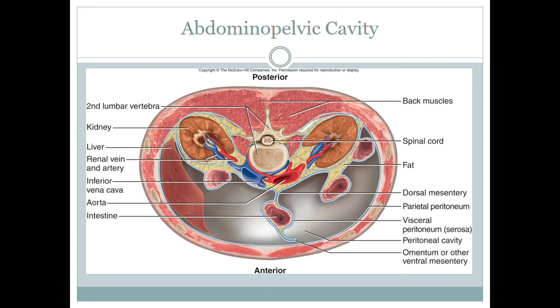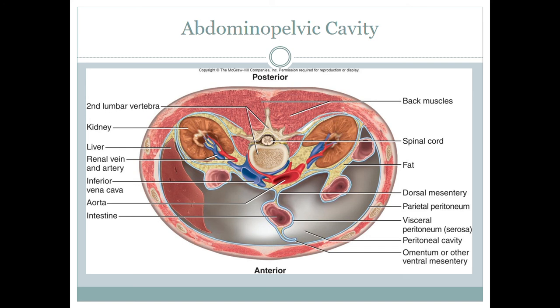Likewise, in the abdominal pelvic cavity, you also have a parietal and you have visceral membranes. Lining the inside of the abdominal pelvic cavity, which is also known as the peritoneal cavity, you have a parietal peritoneum. Also, surrounding most of the organs in the abdominal pelvic cavity, you have a thin membrane called the visceral peritoneum.